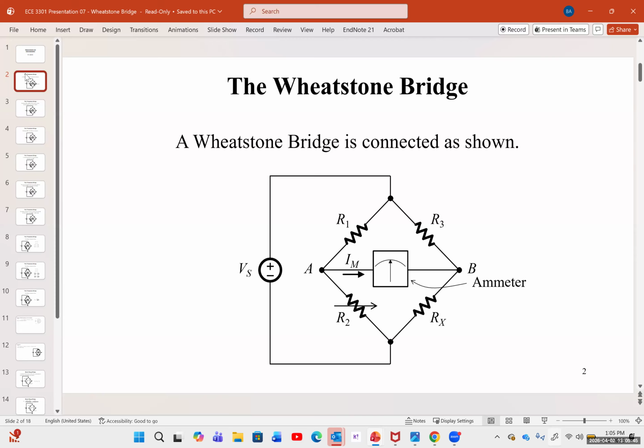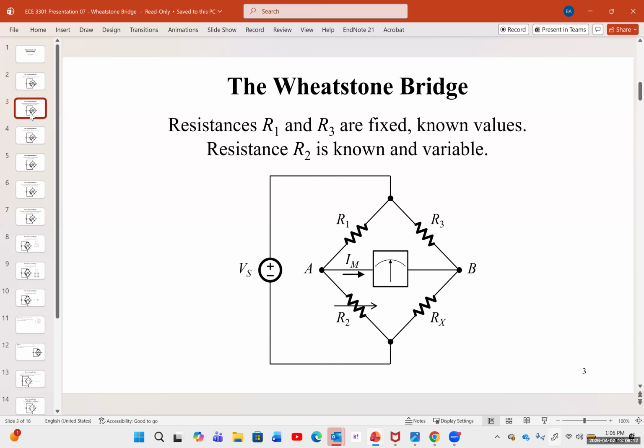In this system, it could be different configurations, but usually 2 of the resistors are known, one is a variable resistor, and one is unknown. So in this particular example, R1 and R3 are known. For example, R1 is 1K and R3 is 1K. R2 is variable and Rx is unknown. Again, R1 and R3 are fixed, known values. R2 is also known and it's variable.